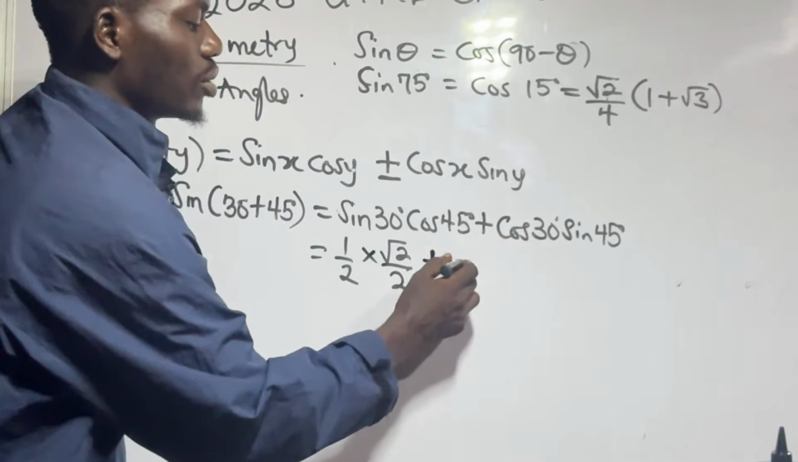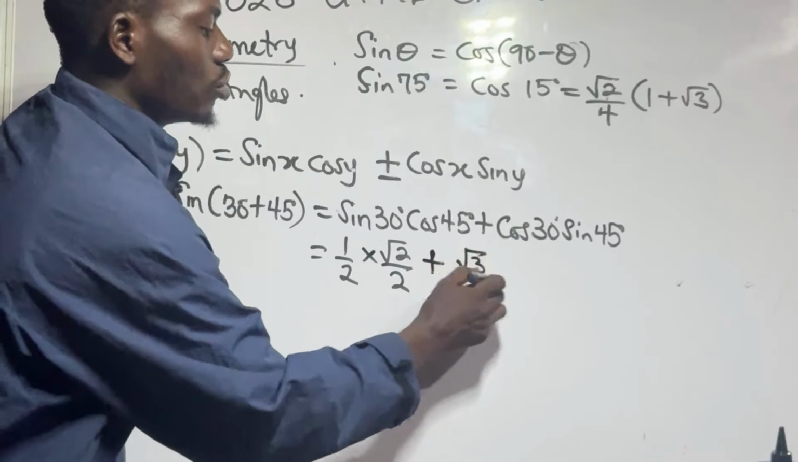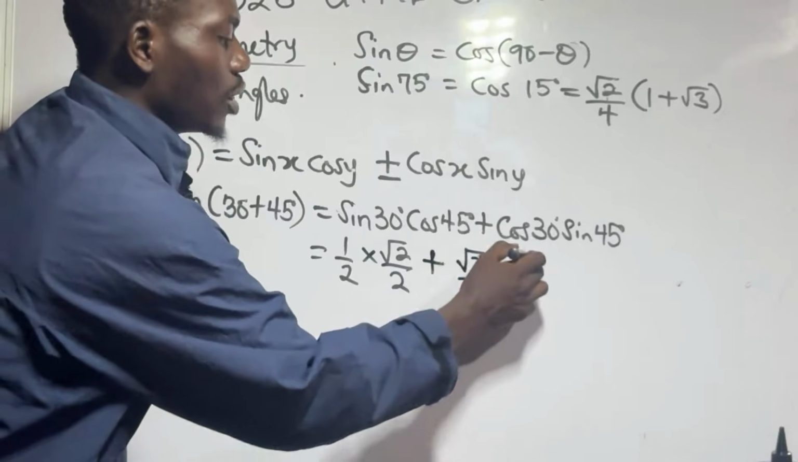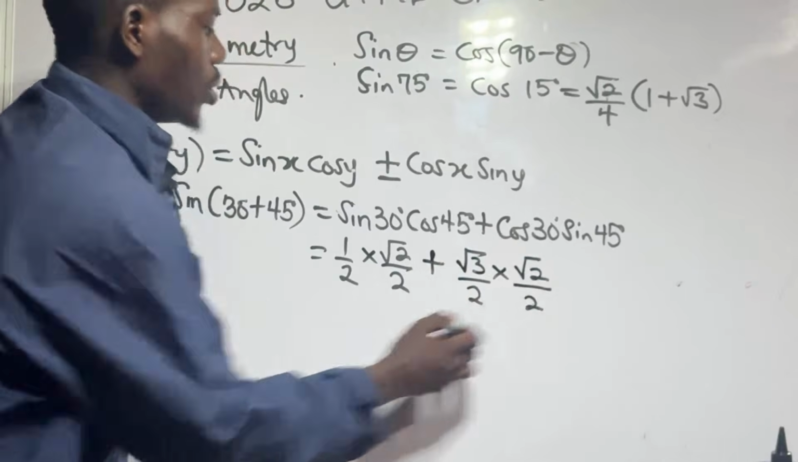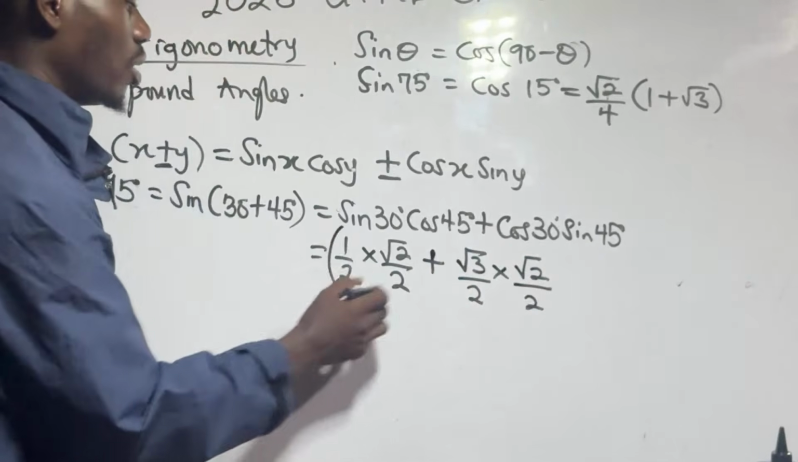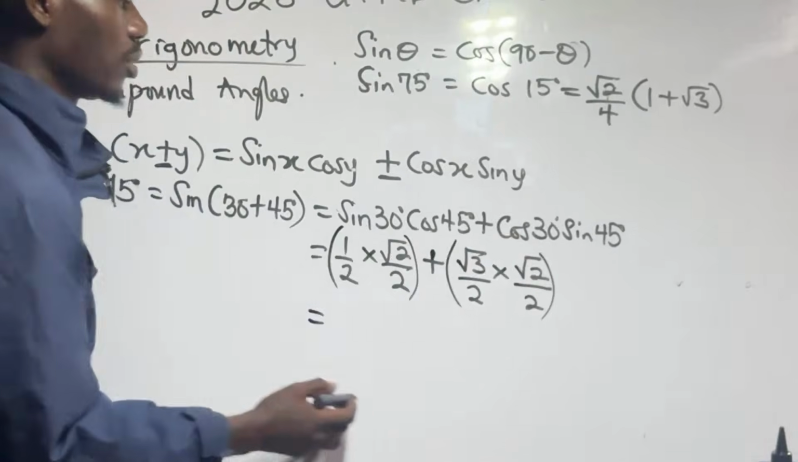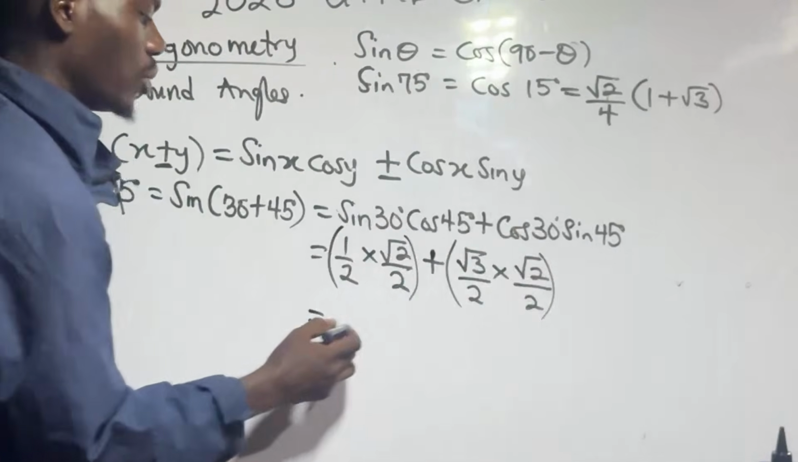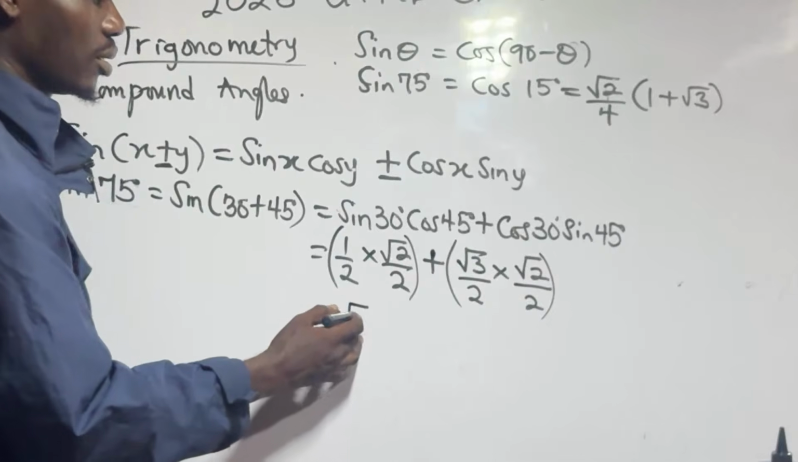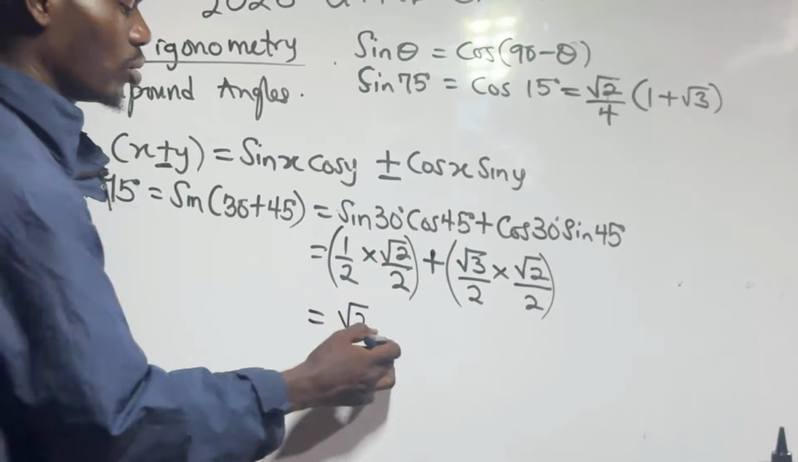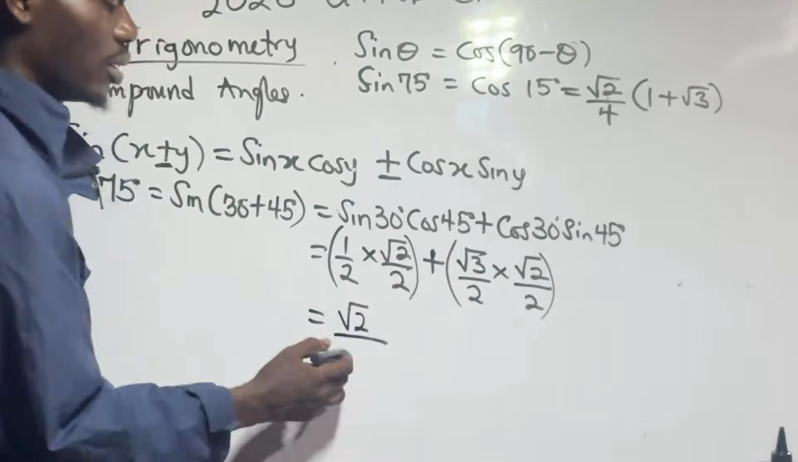Plus cos 30 is what? Root 3 over 2. Multiplied by sine 45, that's root 2 over 2. So you notice that we have two terms here. Looking at the numerator, what do they have in common? I'm trying to factorize. Root 2 is common. Over, look at the denominator, what do they have in common?